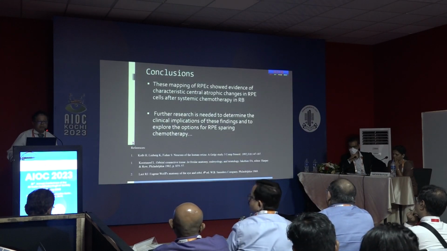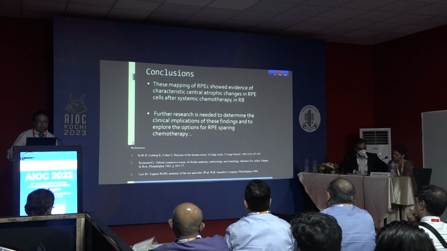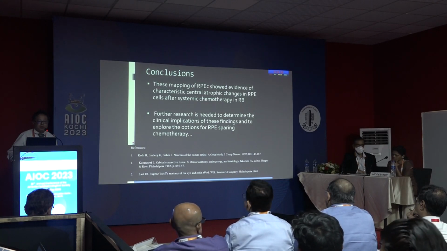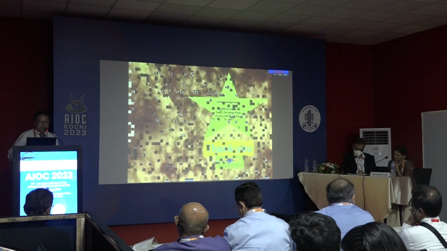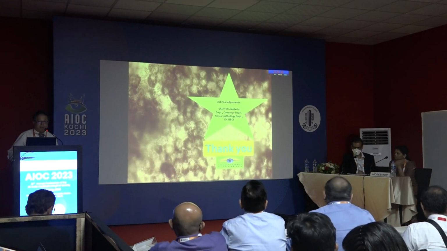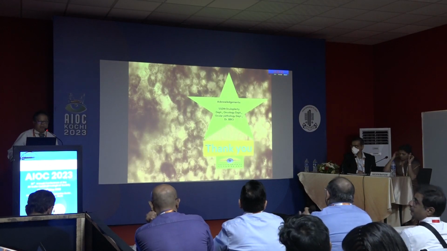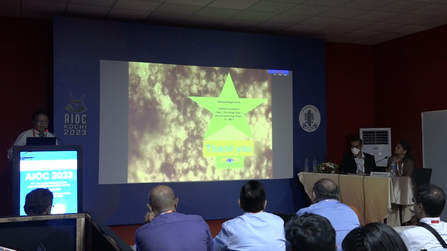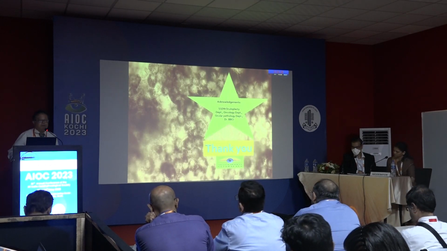In conclusion, this mapping of RPE showed evidence of characteristic central atrophic changes in RPE following systemic chemotherapy in retinoblastoma. Further research is needed to determine the clinical implication of this finding and to explore options for RPE-sparing chemotherapy. Thank you for patient hearing. I would like to acknowledge the Ocular Pathology Department, Ocular Oncology Department, and the BBCI, which is the Tata Cancer Institute at Guwahati, India. Thank you for patient hearing.